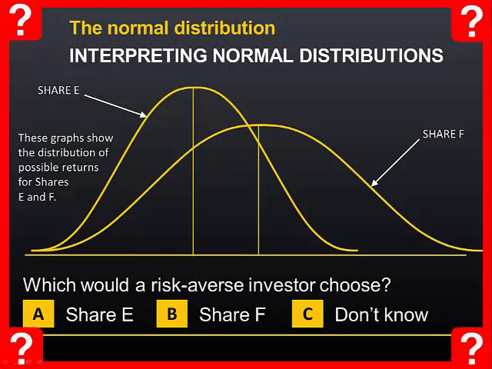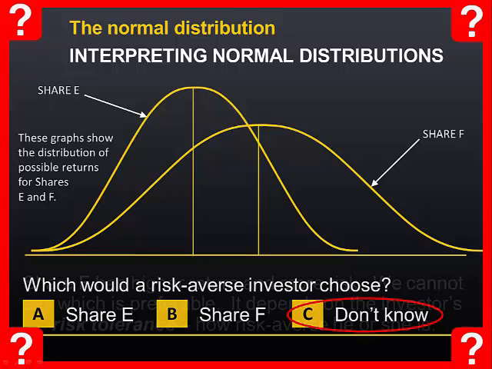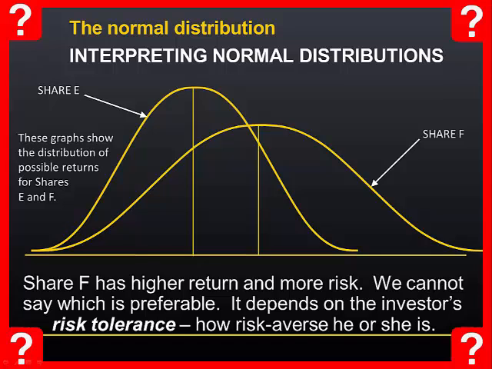So which of these would a risk-averse investor choose? Share E, share F, or we don't know? The answer is that we don't know. Share F has a higher return and more risk. It's entirely rational for a risk-averse investor to choose share F if they consider that the return that they get compensates them for the extra risk. We can't say for sure which one of these an investor would choose until we know more information about their risk tolerance, how risk-averse they are.